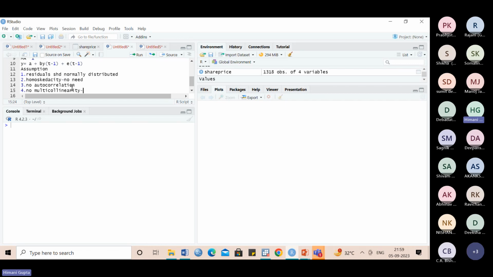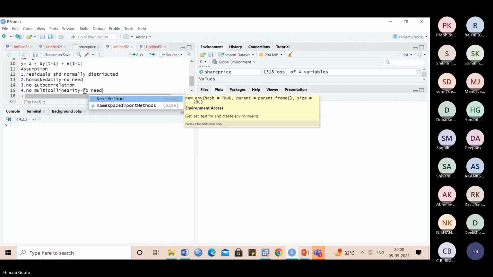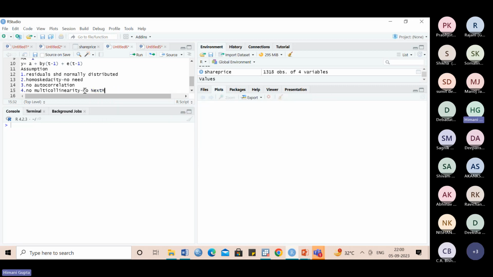Now, in my ARIMA model, are you getting some other variable? I have taken only Y. This is the dependent variable. I'm saying it is depending on its own past and some error term. There is no other independent variable. If I have not taken any other independent variable, the question of multicollinearity does not arise. Are you getting my point or not? Yes, ma'am. So again, no need to check this assumption also. I'm not going to check it.